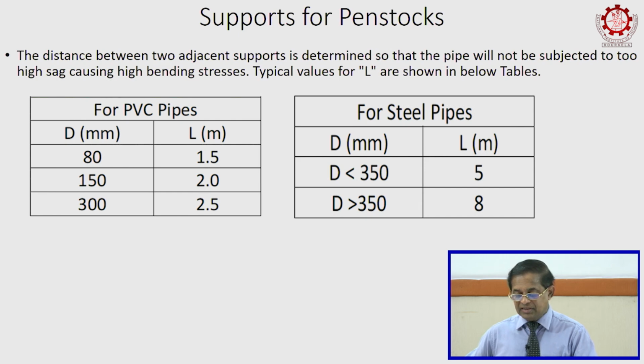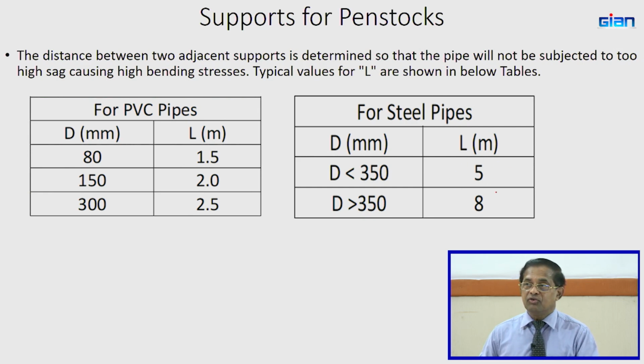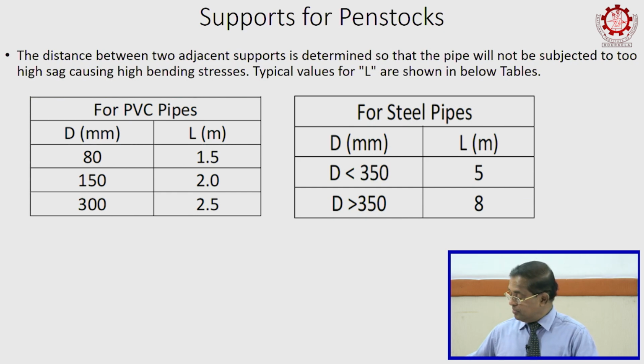Typical values for these supports, for some PVC pipes and for steel pipes, depending upon the diameter, are some typical distances we keep between supports, 8 meter, 5 meter and so on. Due to practical considerations, we have them, to avoid any problems with the supports later on, such as damage, but these can be further optimized.